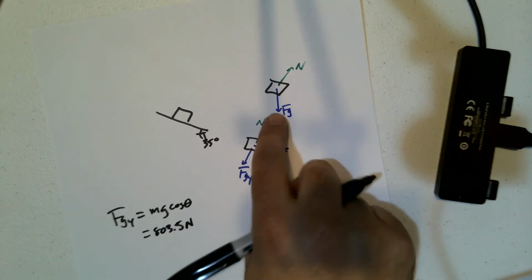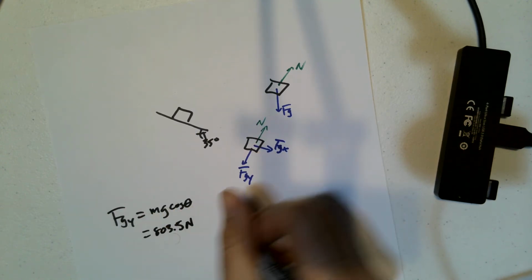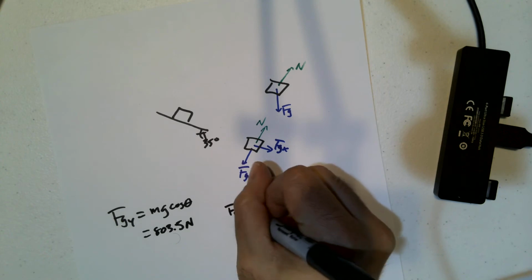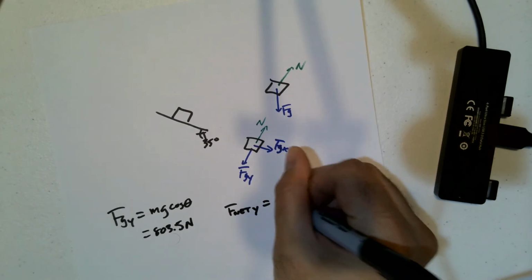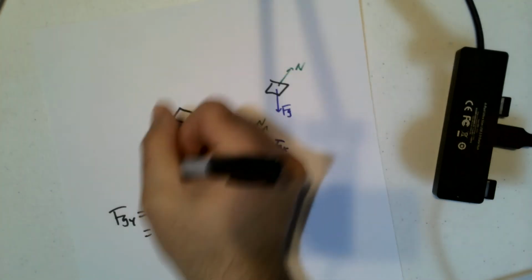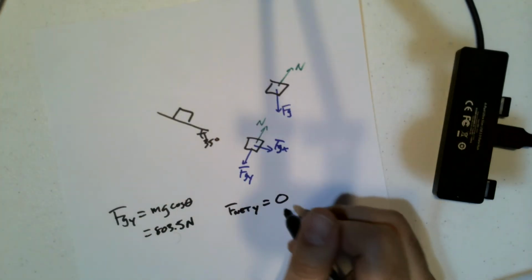But what you see is that the normal force and F_gy have to cancel each other out. So if we did the second law in the y direction, we could actually prove that to ourselves. Let's write F net in the y direction. That does equal 0 because there's no motion in the y direction. It is all in the x direction here.